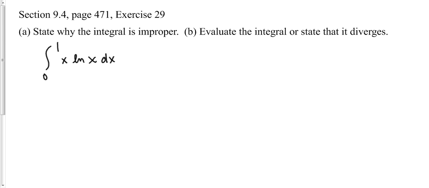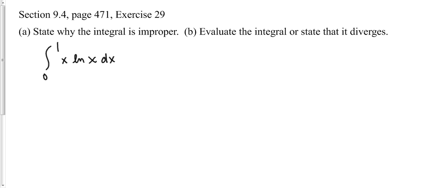All right, let's do section 9.4, page 471, exercise 29, which reads A, state why the integral is improper, and B, evaluate the integral or state that it diverges. For exercise 29, we have the integral from 0 to 1 of x natural log of x dx. Now we know that we have a problem because the natural log of 0 goes to infinity. So we have an infinite discontinuity at x equals 0, and that is why the integral is improper.